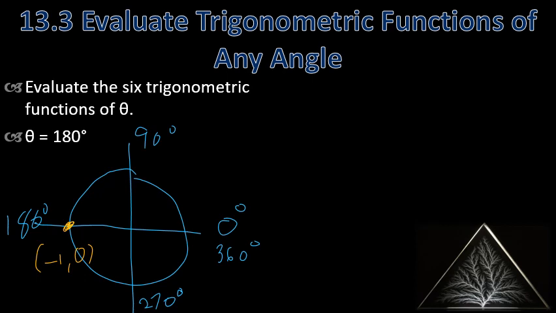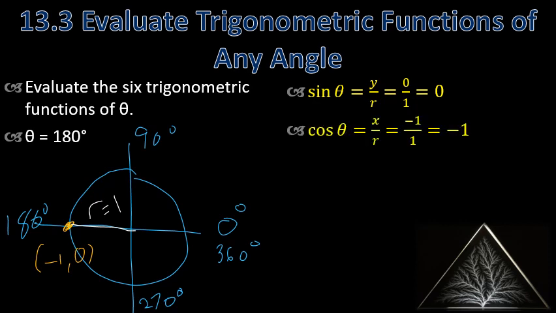And you need to find the r. R is the distance from the origin to that point. It's 1. You can use the Pythagorean theorem if you need to, but it's just going from negative 1, 0 over 1. Sine is y over r, so that'd be 0 over 1, which is 0. Cosine is x over r, so that's negative 1 over 1, so it's negative 1. Tangent is y over x, so that'd be 0 over negative 1, or 0.